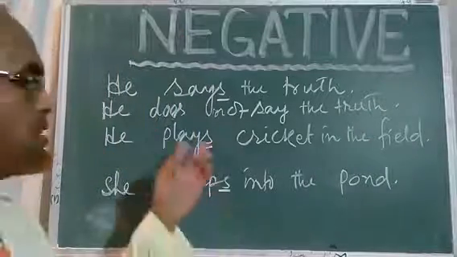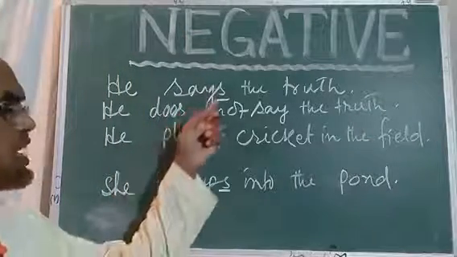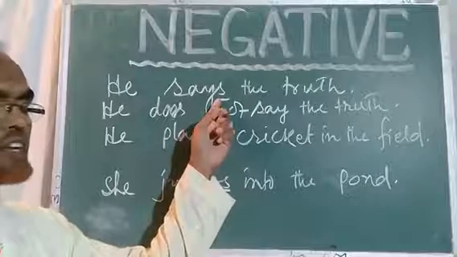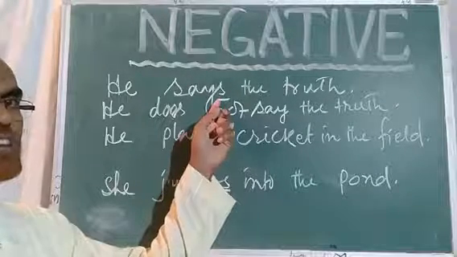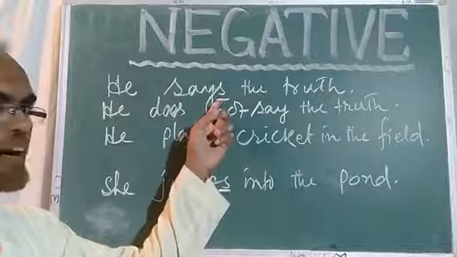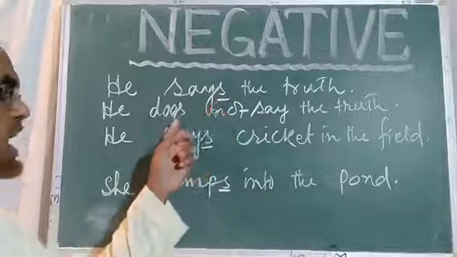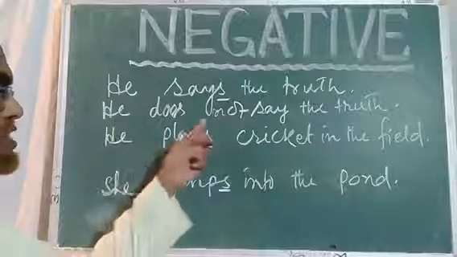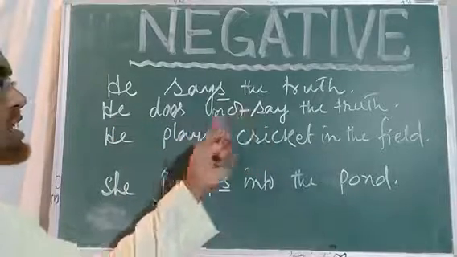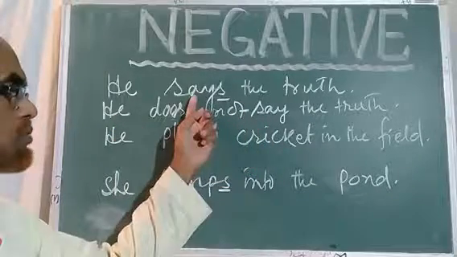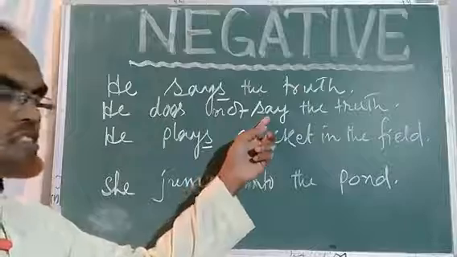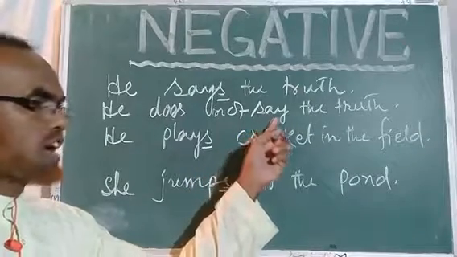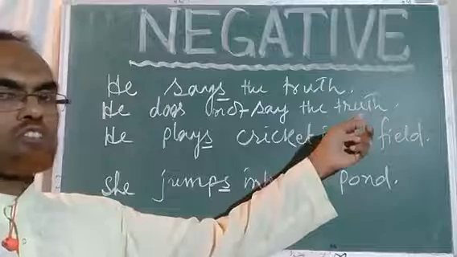Can I clarify? If there is s or es added to the verb of a given sentence, then to make this sentence negative, we have to add does not just after the subject of the sentence and before the verb of the sentence, and we have to write the main verb of the sentence removing s or es.